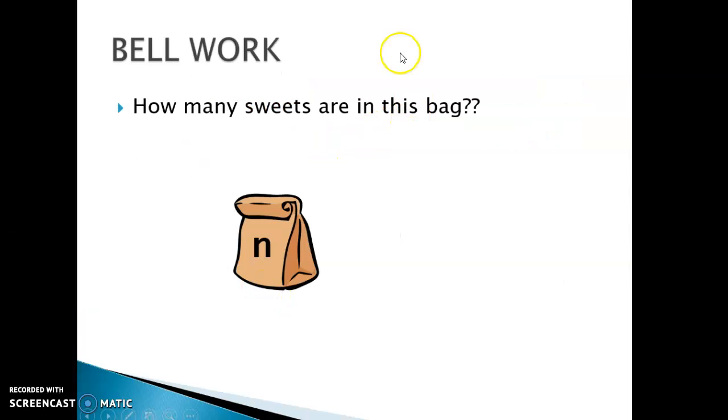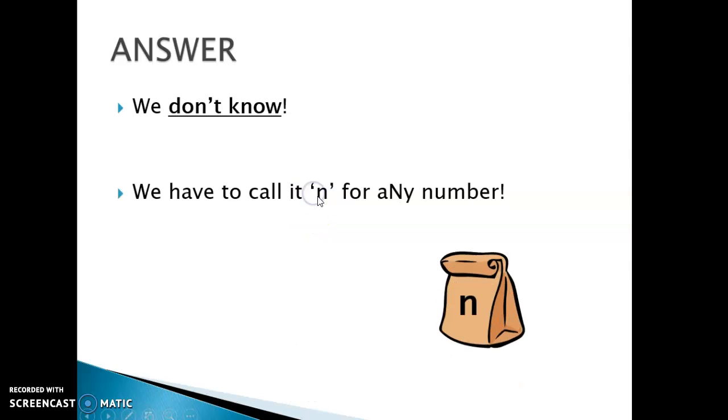Okay, so in this slide, how many sweets are in this bag? This bag is labeled N, and we want to know how many sweets are in this bag labeled N. Answer: we don't know. We haven't opened the bag yet. We have to call it N for any number. So it can be any number in this bag, and we just call it N.